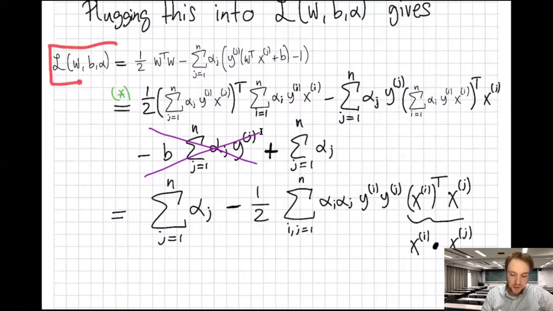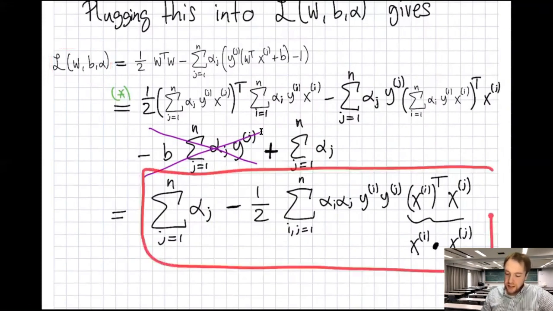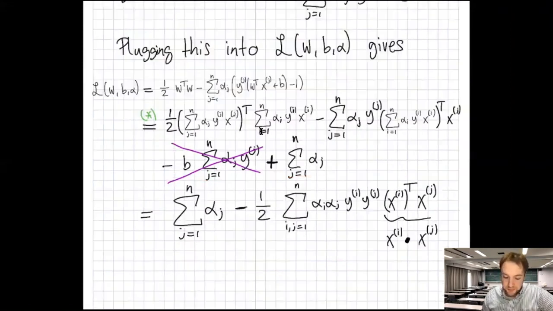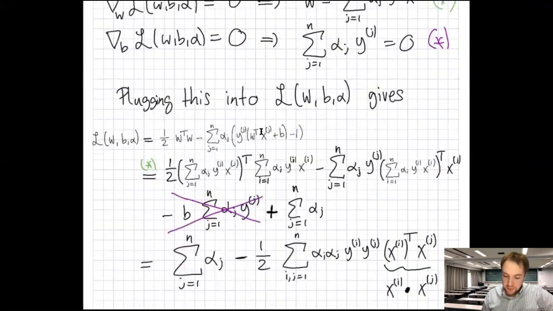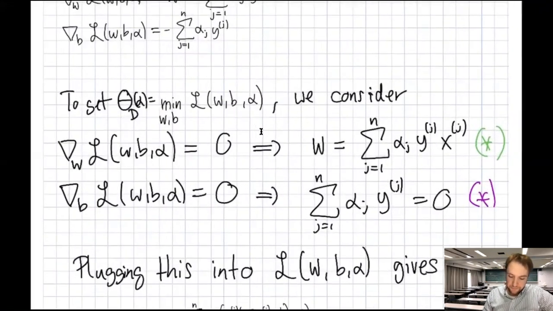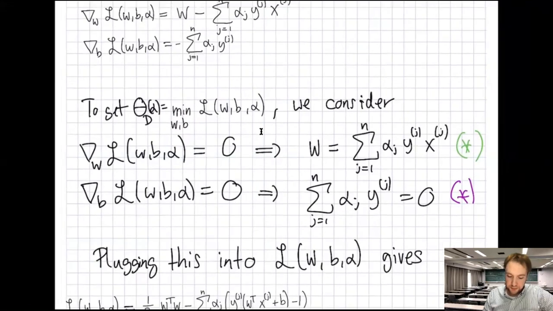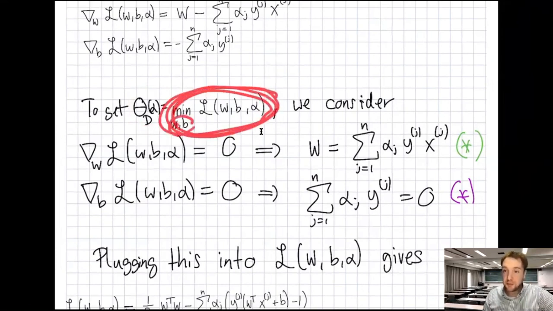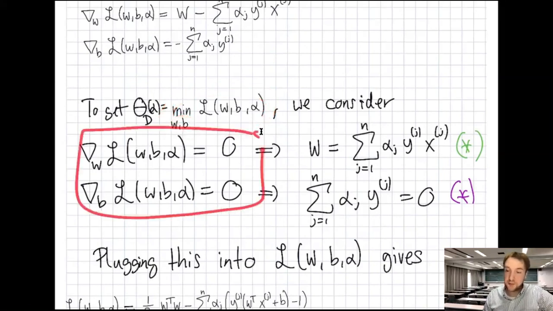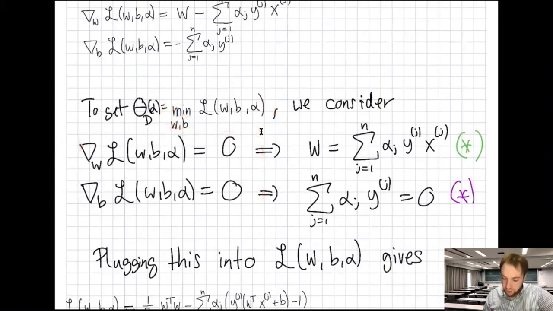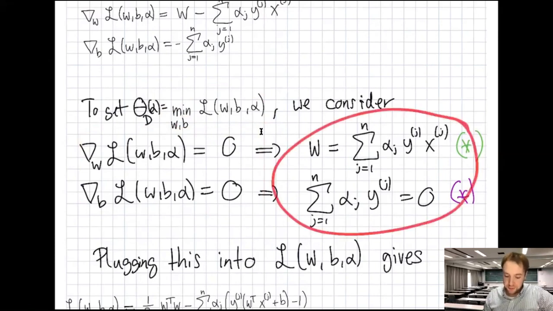So this is now the Lagrangian here, and what we want to do is maximize this, because in the end we want to maximize this dual, this theta d. So we already calculated this part here. We minimized this thing with respect to w and b by taking the derivative and setting it to zero. This gave some conditions on this w.